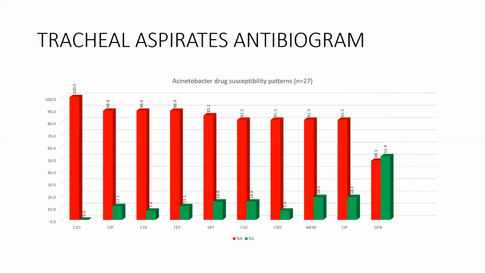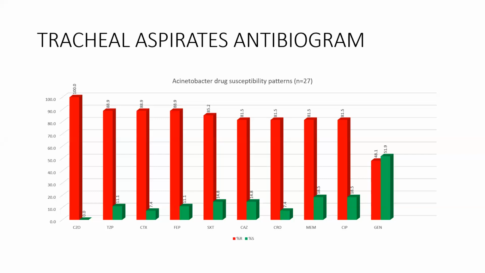This is the most worrying actually. Acinetobacter is one of the most difficult organisms to treat in the hospital. In the last quarter, only gentamicin is still susceptible, at almost 51%. But basically, of all our drugs, we have very low susceptibility.